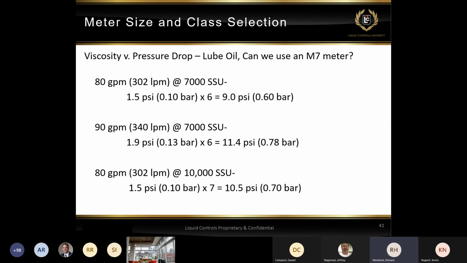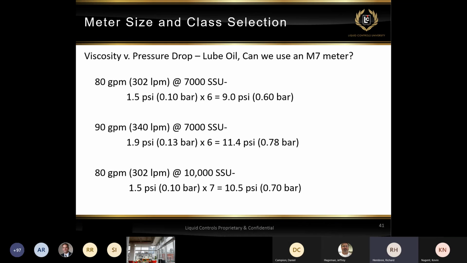So can we use an M7 meter on lube oil? At 80 GPM at 7000 SSU, we calculated a pressure drop of 9 psi. At 90 GPM, 7000 SSU, we calculated a pressure drop of 11.4 psi. At 80 GPM at 10,000 SSU, we calculated a pressure drop of 10.5 psi.